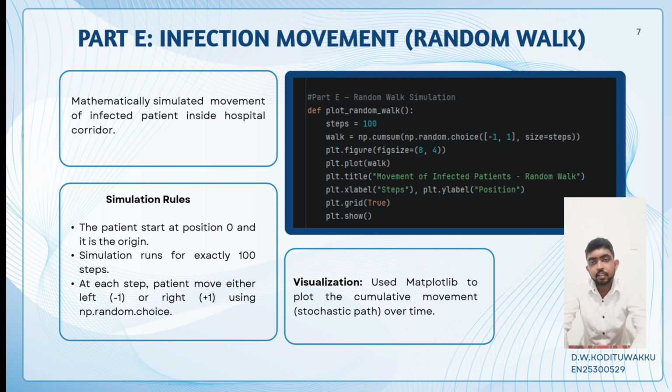The patient starts at the center with position 0. The patient takes exactly 100 steps. With every step, the patient randomly moves either left or right. We use Python to draw this path. The graph shows time on the bottom and the patient's position on the side. This helps hospital staff see how a patient can move around unpredictably over time.